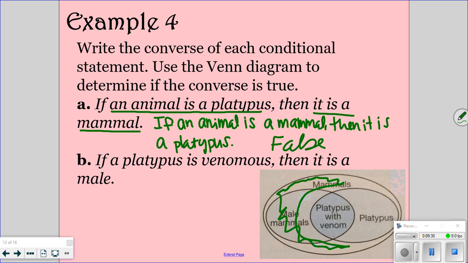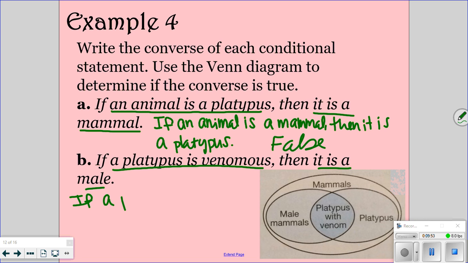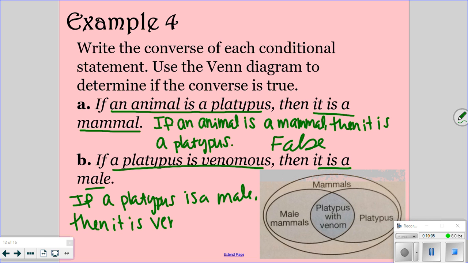There are all the ones over here. A bear is a mammal. A lion is a mammal. There are lots of mammals that are not platypuses. For this one, we want to write the converse. A platypus is venomous. It is a male. So the converse would be if a platypus is a male, then it is venomous.